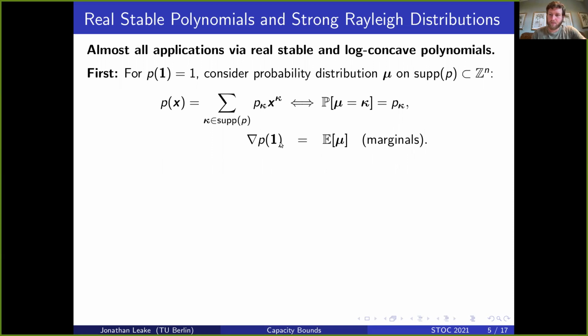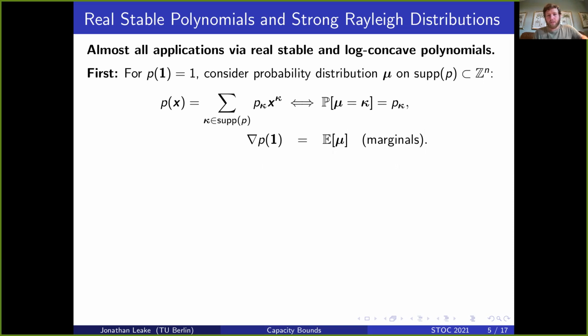And the nice thing here is there's this really nice connection between this thing that has this conceptual meaning and this other thing here, which is something that maybe has some analytic meaning on the polynomial side. But it's the gradient of the polynomial at the all ones vector. Okay, so this is going to be something that you want to keep in mind.